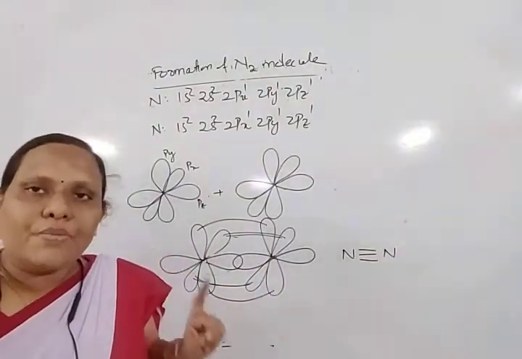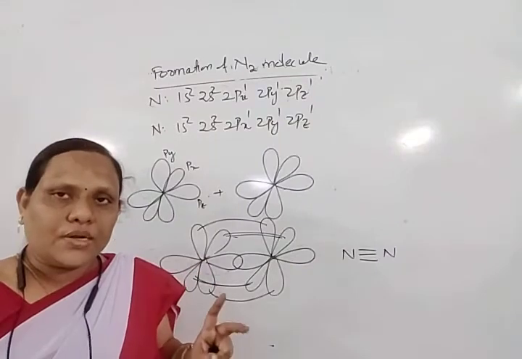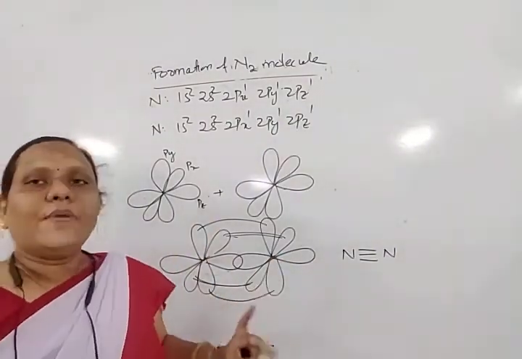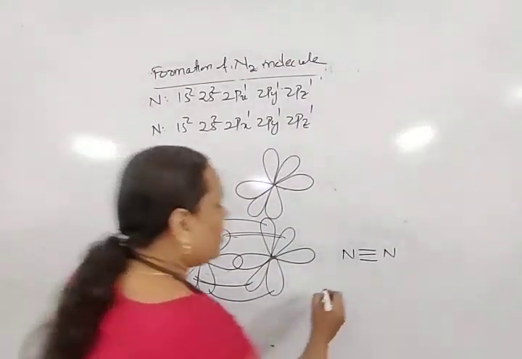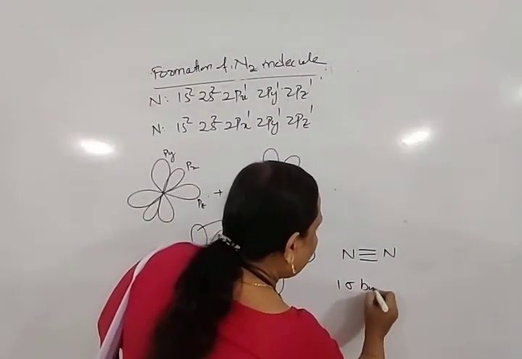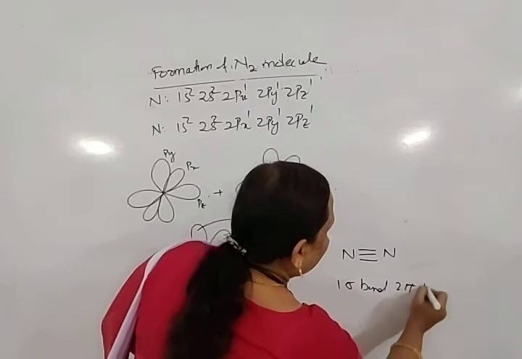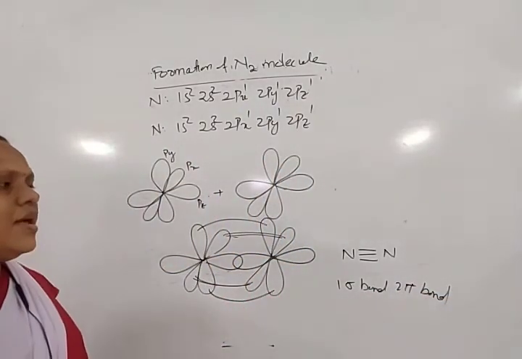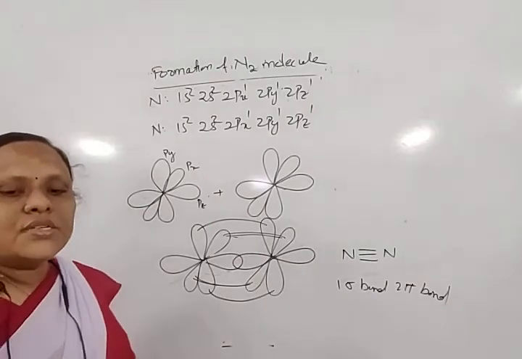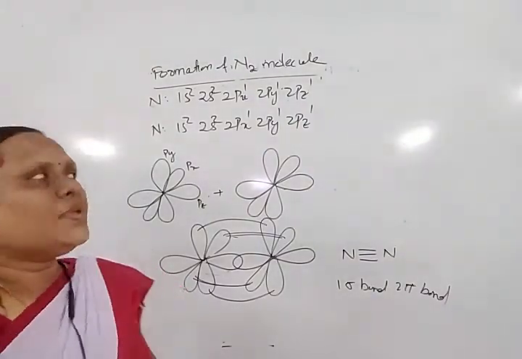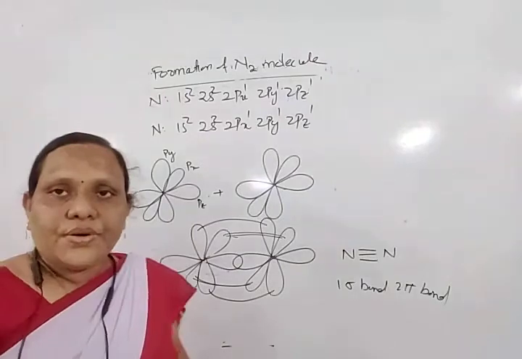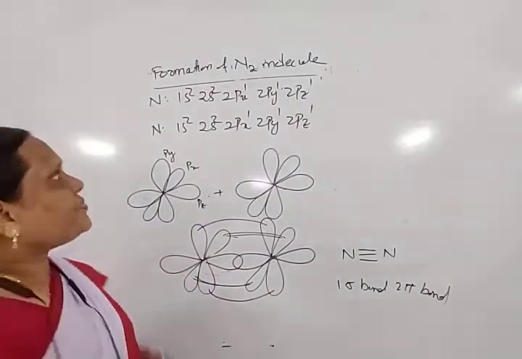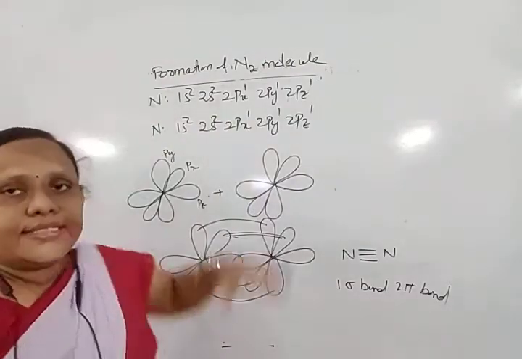Only one sigma bond is possible between 2 atoms. If more bonds are present, then those are pi bonds. So in nitrogen, there is 1 sigma bond and 2 pi bonds. So these are some examples of molecules or overlapping of atomic orbitals according to valence bond theory.